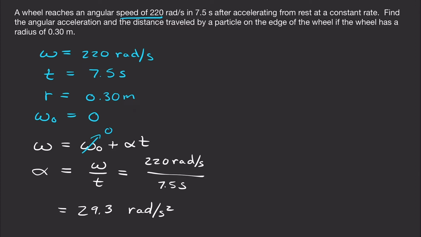Now to find the distance traveled, we'll use the fact that s is equal to r theta. So if we're moving through some displacement, our r is going to remain constant, but our theta will change. So we need to find delta theta in order to find delta s, or our linear distance traveled around this arc. So to do that, we'll use another kinematic equation. And since now we have angular acceleration, we can use this kinematic equation.